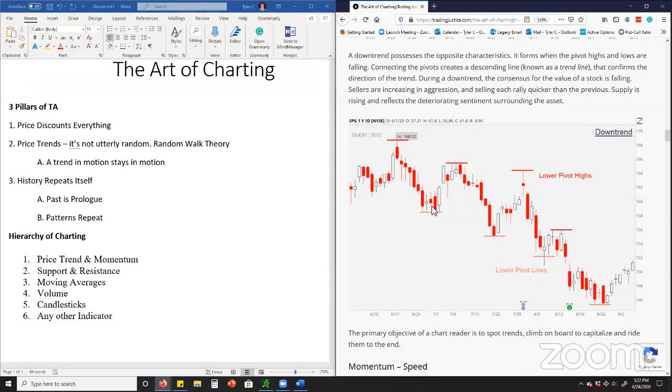The consensus for the value of the stock is getting lower. Sellers are emerging quicker on each and every rally. So like this time, sellers didn't take over till SPG went up to 168. And then the next time it rallied, sellers took control around 165 and then 164 and then 155. They're getting more aggressive, right? Supply is increasing. That's the nature of a downtrend.